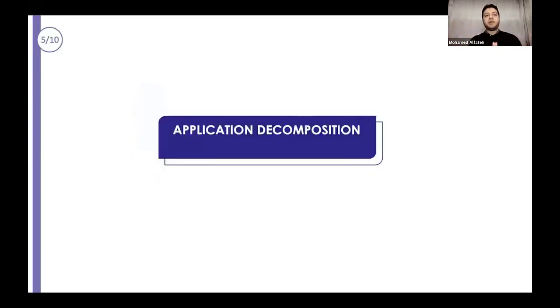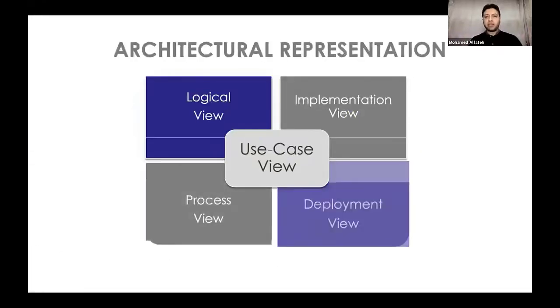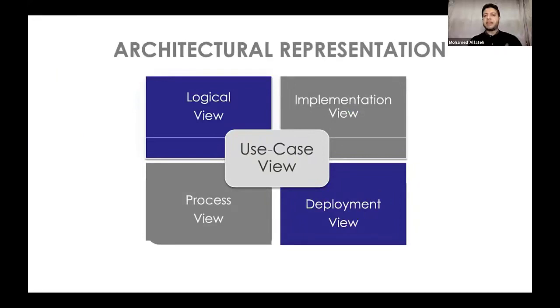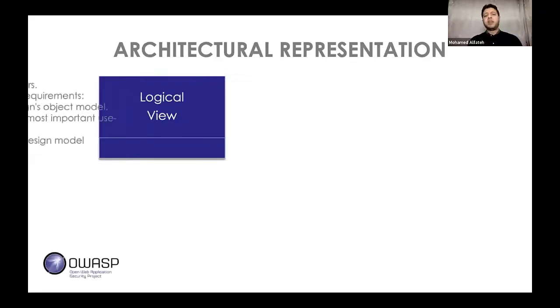Great. So the next is application whiteboarding or decomposition. Before going to this section, let's talk about how to present the architecture of any application. There are a number of standards to draw or document the architecture of an application. One of them is the 4+1 model, which comes with five views: logical view, implementation view, use case view, process view, and deployment view. Each one provides some related information.